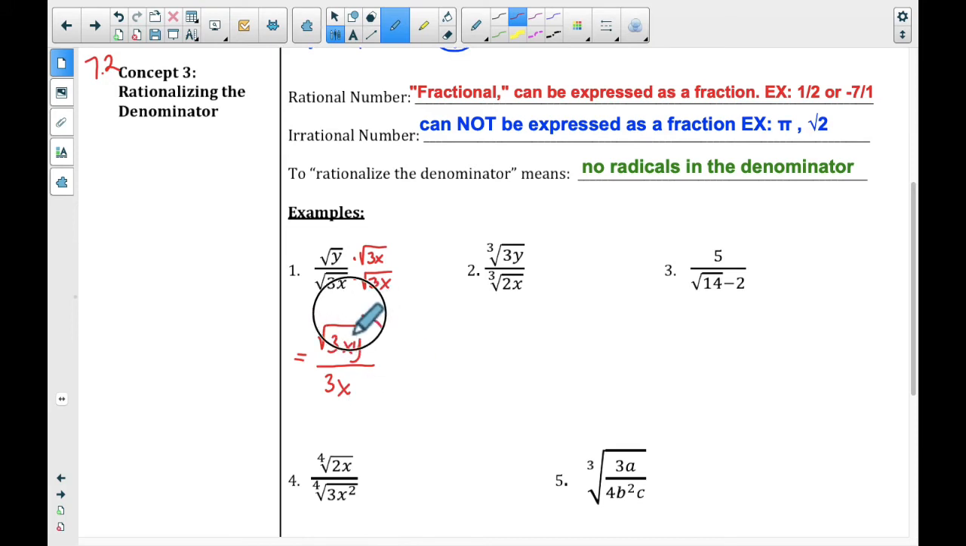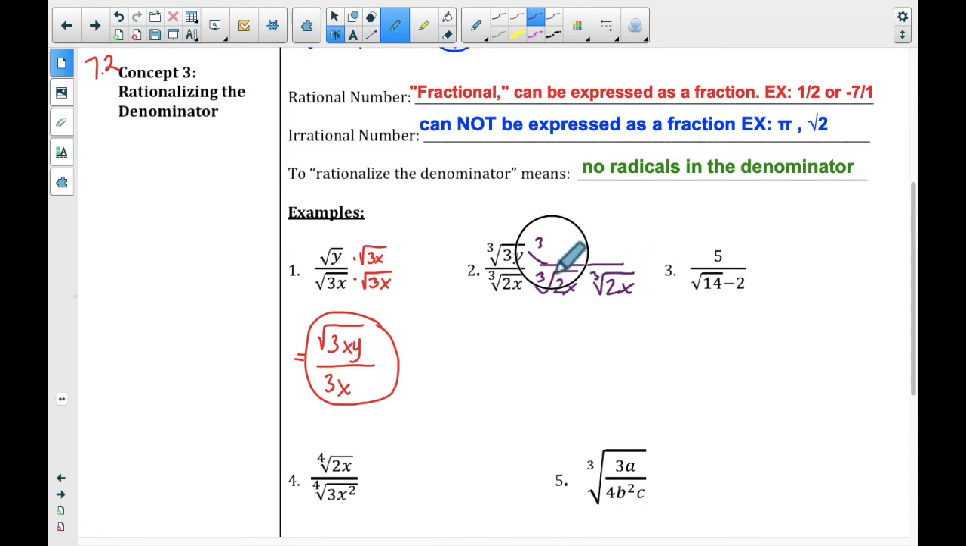And that was the whole point. We now do not have any radicals in the denominator. So that hopefully is something you've learned before. What if it's a cube root? Well, if it's a cube root, you actually have to have 3 of them because that's how cubes work, right? Because that's why it's cubed. So you have to have 3 of them all together.